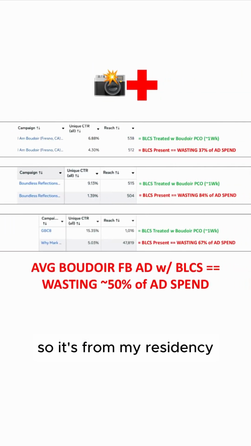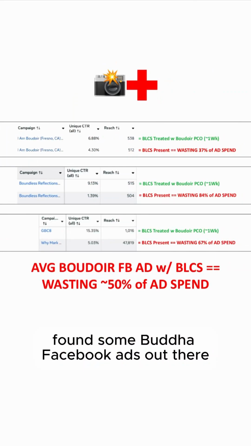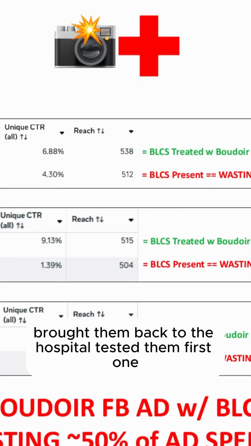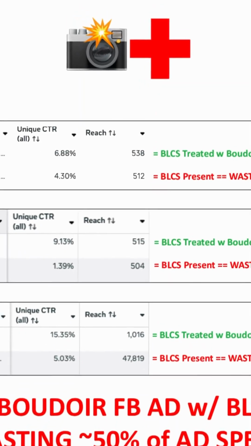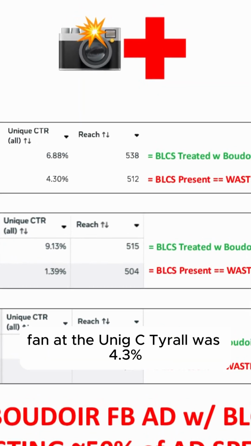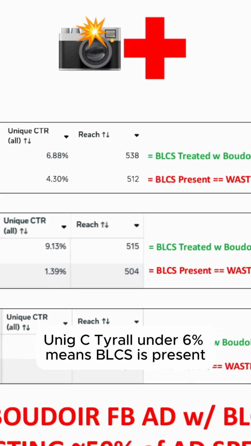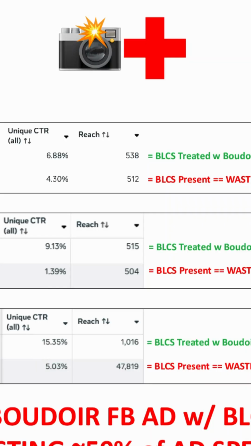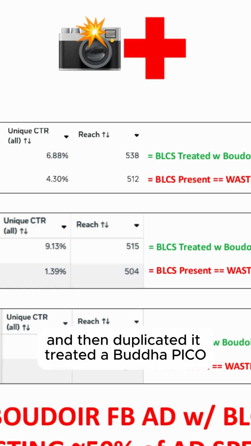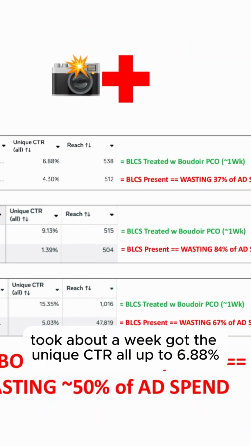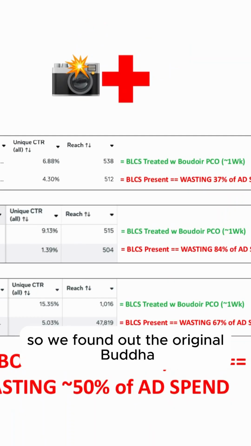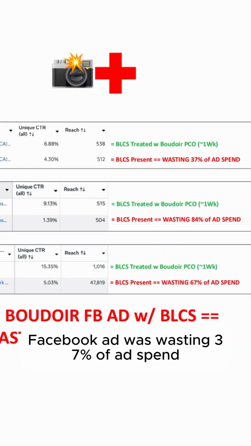So it's from my residency, found some Boudoir Facebook ads out there, brought them back to the hospital, tested them. First one, found out the unique CTR was 4.3%. So we know that BLCS is present. Unique CTR under 6% means BLCS is present. And then duplicated it, treated with Boudoir Pico, took about a week, got the unique CTR up to 6.88%. So we found out the original Boudoir Facebook ad was wasting 37% of ad spend.